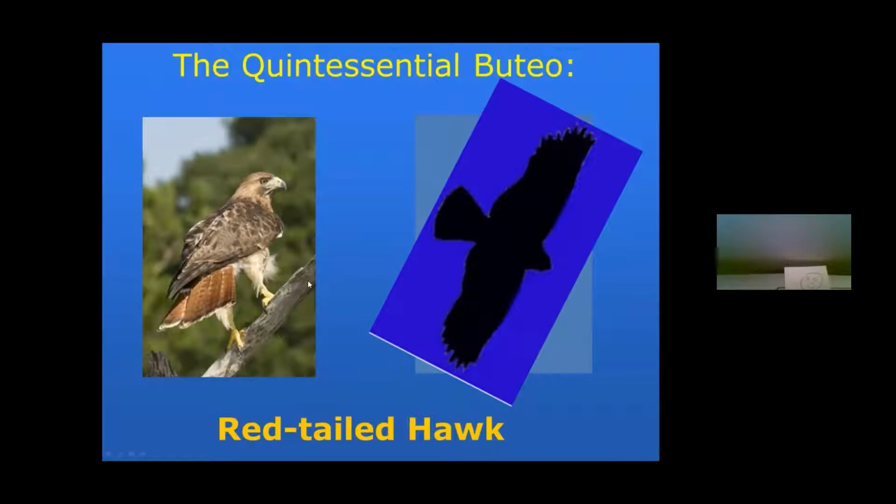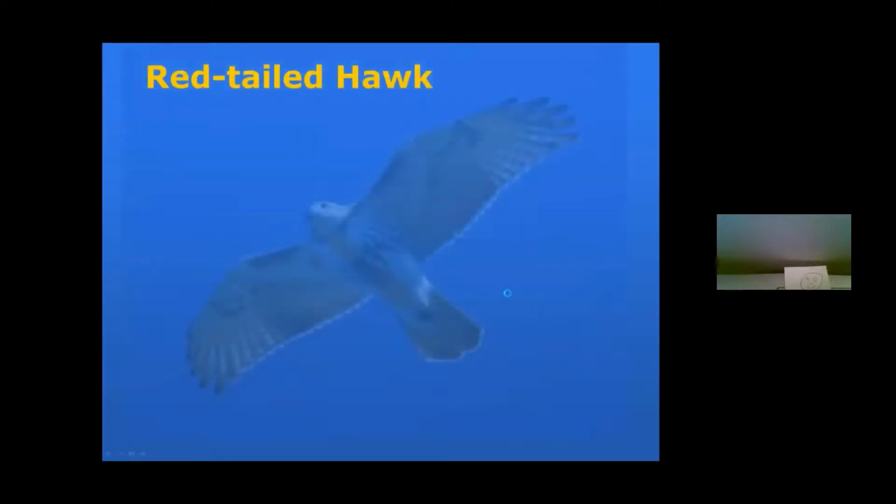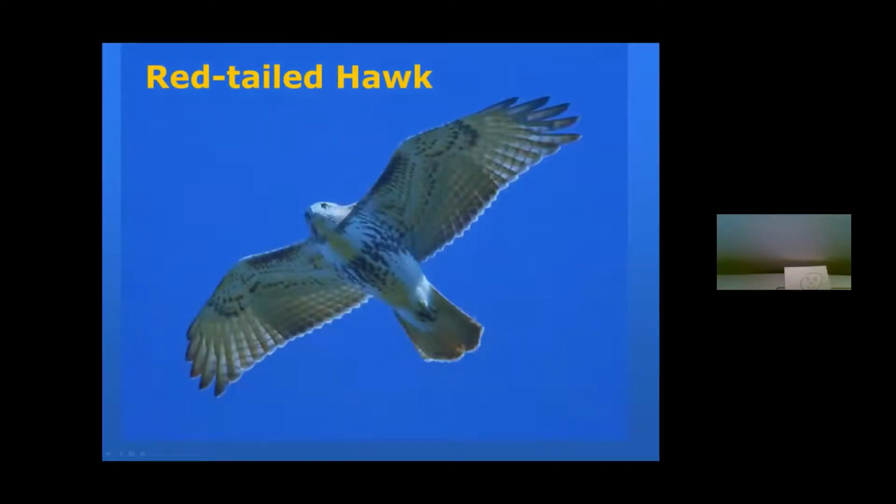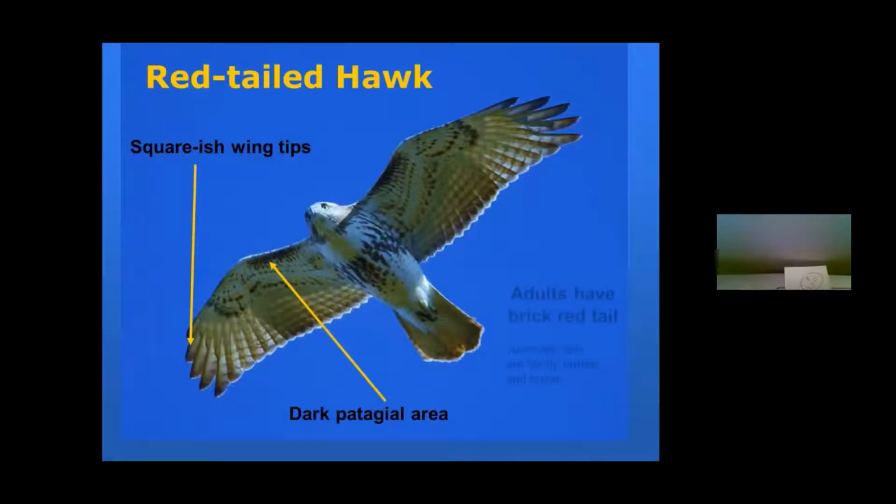a nice tail nonetheless. That first picture was an adult, a pure brick red tail, and this picture on the left is a young bird with the thin brown barring you can see in the tail. And we'll get to more identifications. And that's what you typically would see in flight. Squarish wingtips, the patagial area. That is, if you see a bird with this patagial dark area, you've got yourself a red tail. I don't care what the rest of the bird looks like, you know.